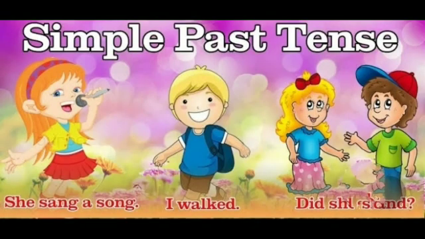Now we'll see simple past tense. Simple past tense means the action that had happened in the past. She sang a song. I walked. Did she stand? So these are the sentences that show the tense that is simple past tense. That means the action that has taken place before. So we call it simple past tense.